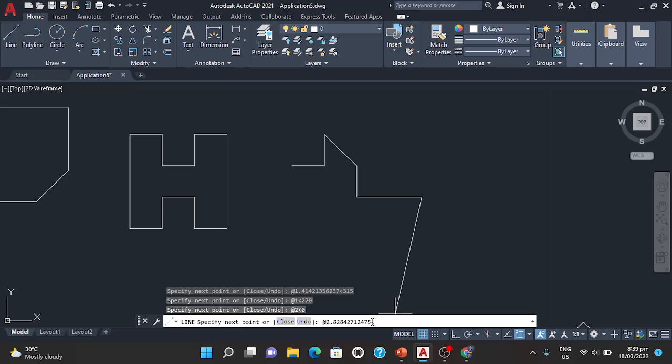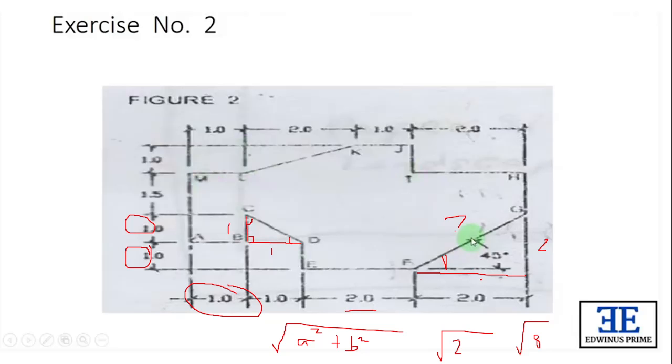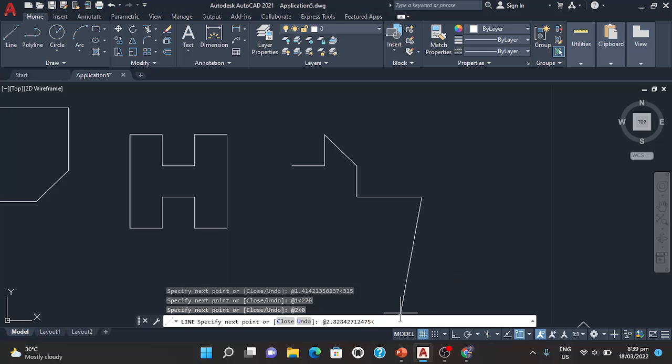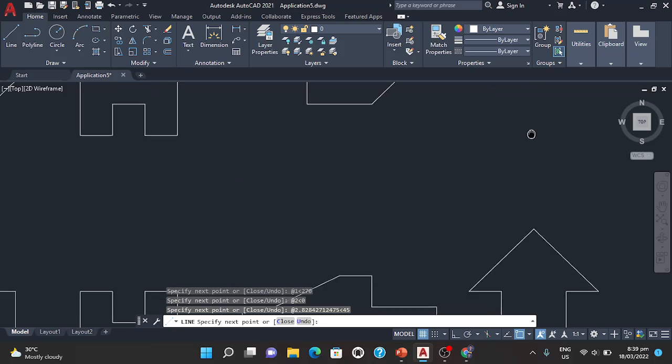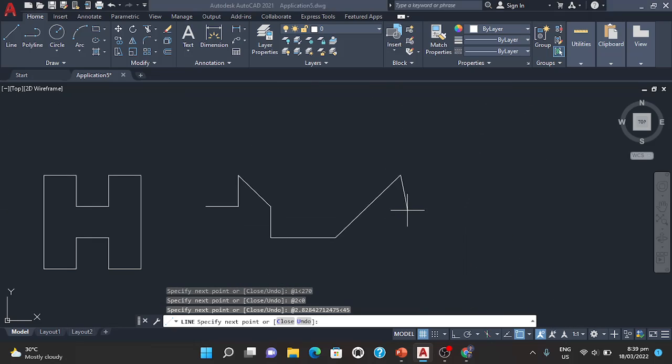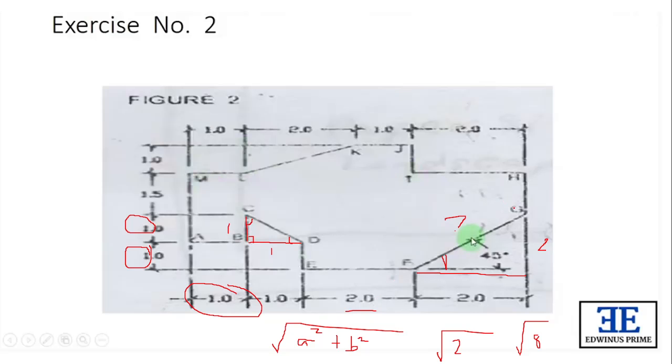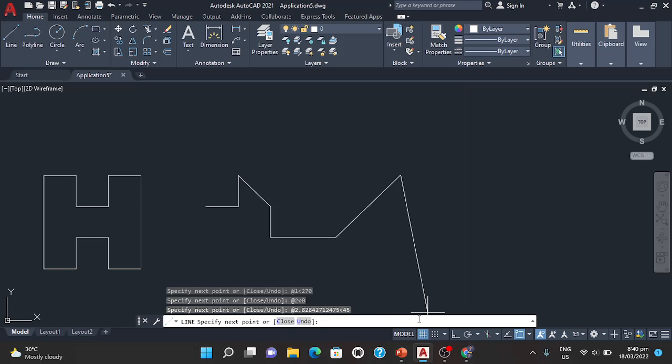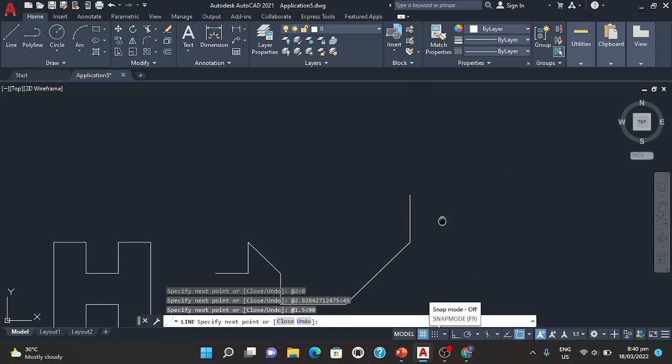And then indicate angle. So we have here the angle based on our PPT presentation, which is 45 degrees. So let's type angle 45 degrees. So automatically we have the same line, 2.82842712475. So we have point G to point H. Point G to point H is 1.5, going up. So we will indicate at 1.5 angle 90, vertical. Okay, next one.